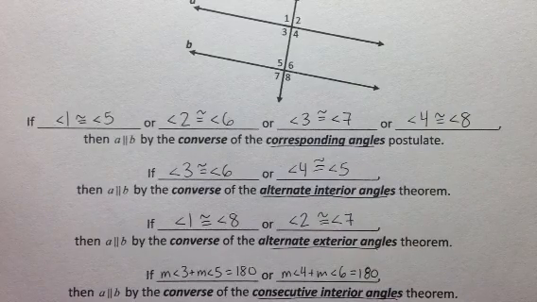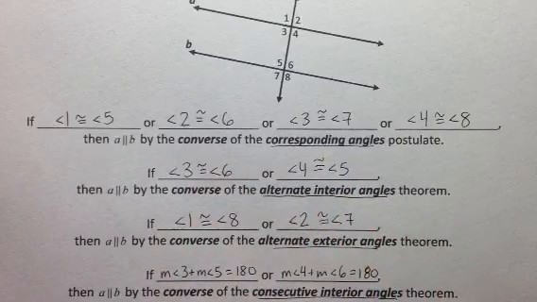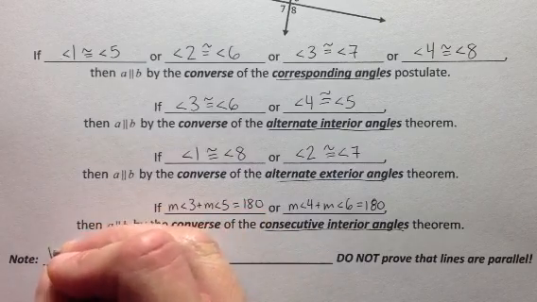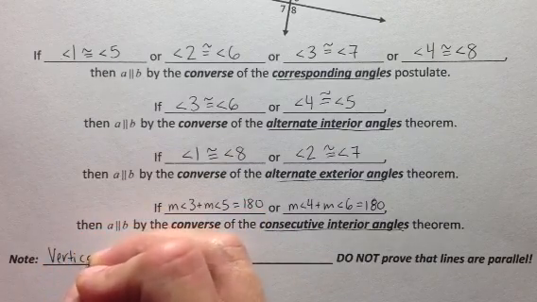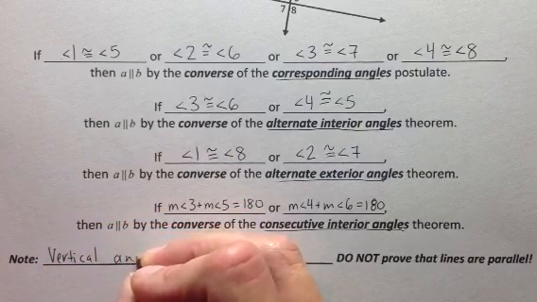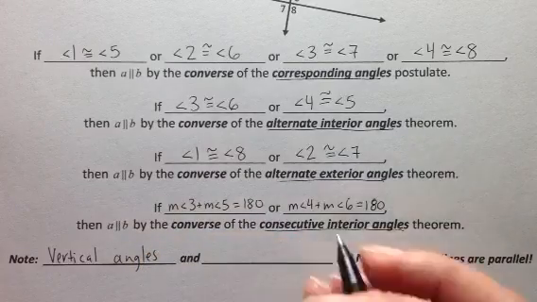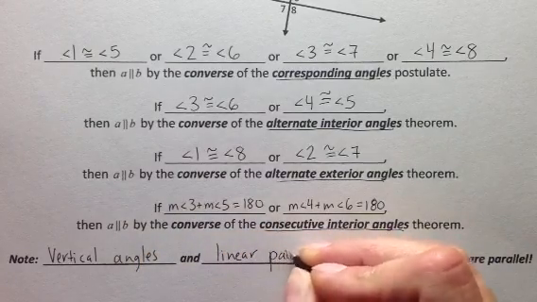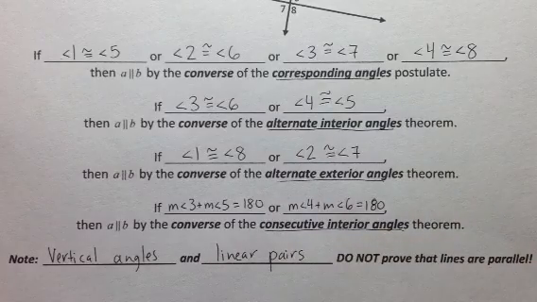Okay, what I want you to notice, this is very, very important, super, super important, is what I am not talking about here are vertical angles and linear pairs. Okay, we talked about this in the last standard. Those are the same intersection.